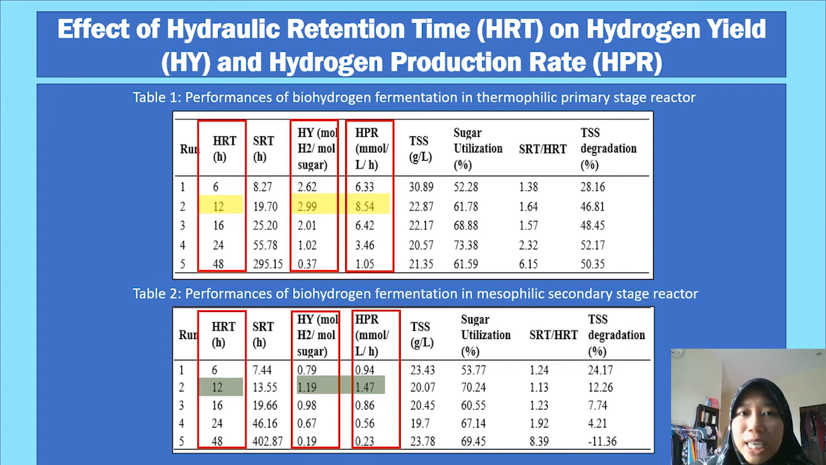Therefore, from this study, we can conclude that the optimum HRT to obtain the maximum HY and HPR in both thermophilic condition and mesophilic condition is 12 hours.